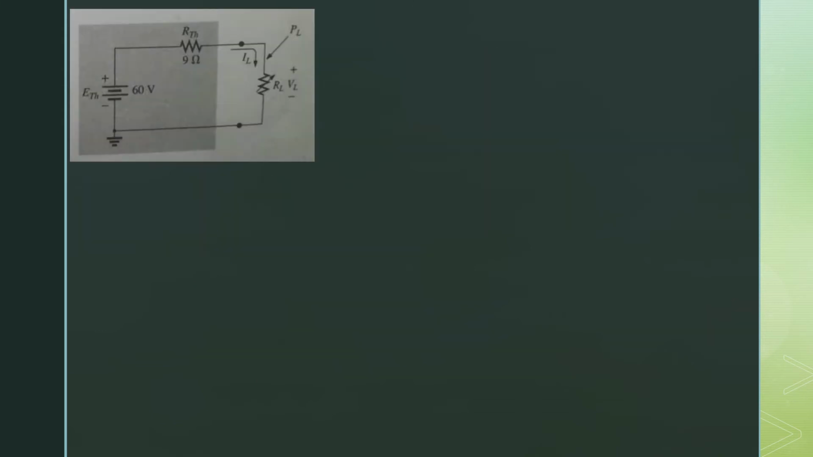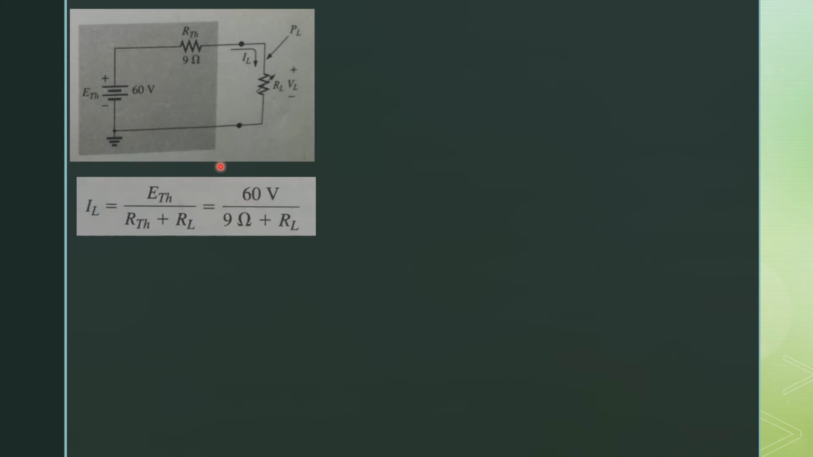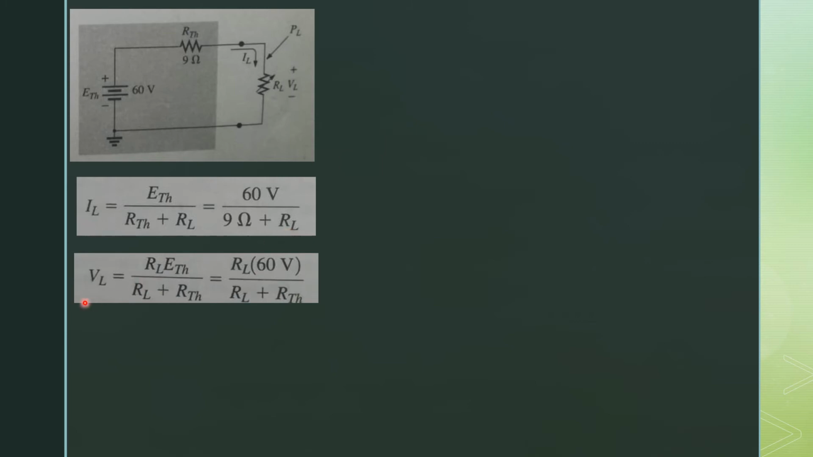Let us take an example to verify that the maximum power is delivered when R Thevenin is equal to the load resistor. E Thevenin is equal to 60 volts, R Thevenin is equal to 9 ohms, and the load resistor is a variable load resistor. So the current is equal to E Thevenin divided by R Thevenin plus RL, which is 60 volts divided by 9 ohms plus RL, where RL is a variable resistor. So VL is equal to RL into E Thevenin divided by RL plus R Thevenin, which is RL into 60 divided by RL plus R Thevenin.